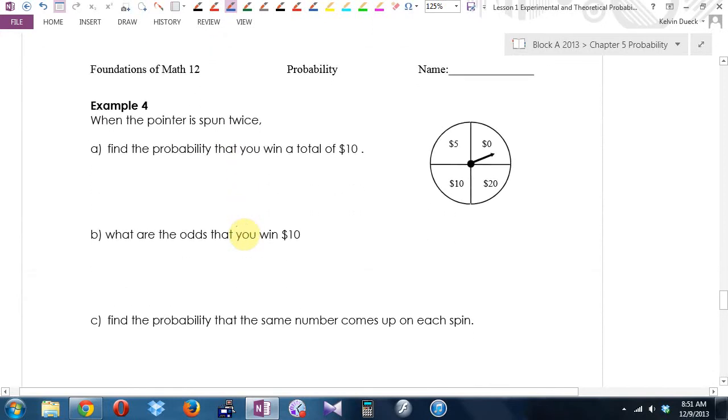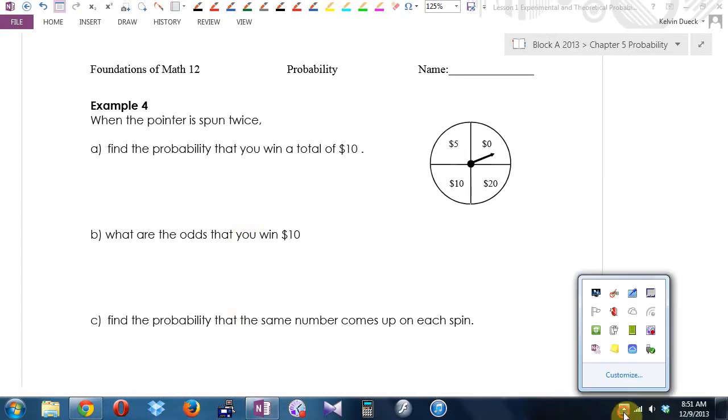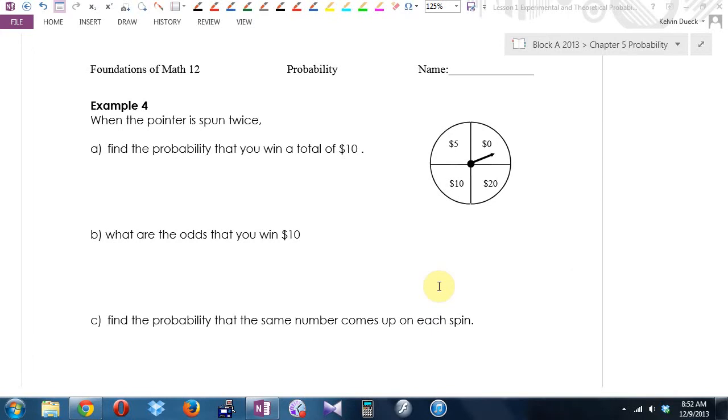Next page. Example 4. Let's imagine we have a little spinner, one of those little games that you spin. And we're going to imagine that you can't possibly stop on a line. We're always going to stop in an area. Example 4 says, when the pointer is spun how many times?